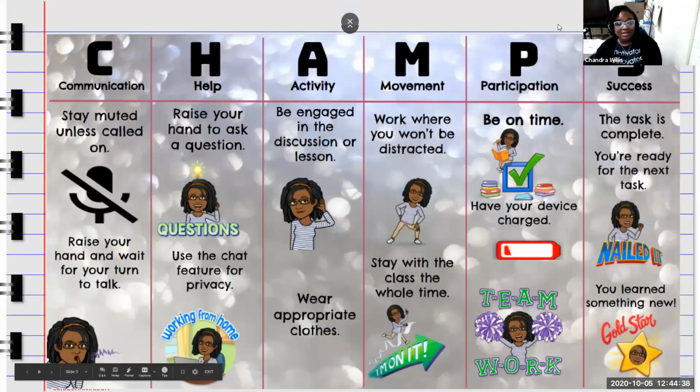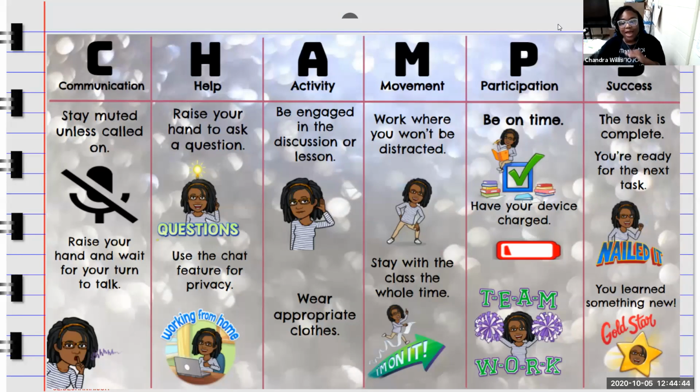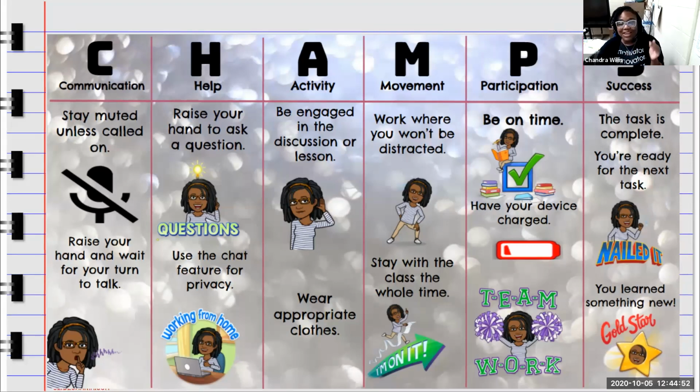All right, scholars, let's go over our chance expectations. The C is for what? The C is for communication. Very good, Josue. I saw your lips moving. Stay on mute unless you're called on and raise your hand for permission to speak. H is for, say it loud and proud, H is for help. Yes, very good.